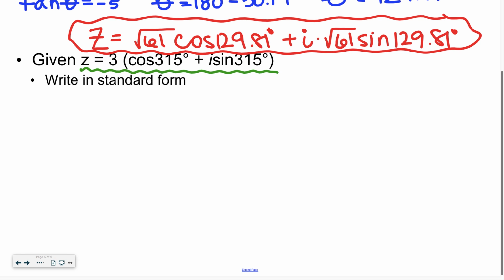So this is actually like the easy way because all we have to do is evaluate. Okay. I want this in standard form. So I don't want the cosine of 315. I don't want the sine of 315. What is the cosine of 315?